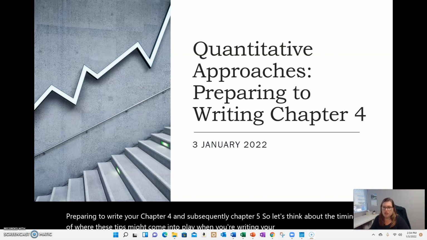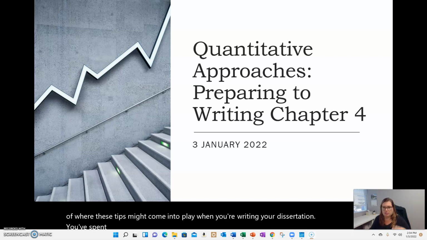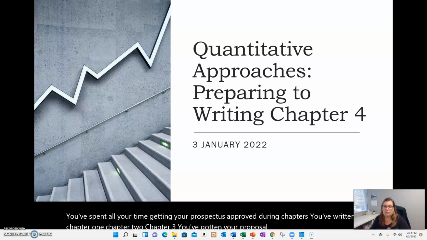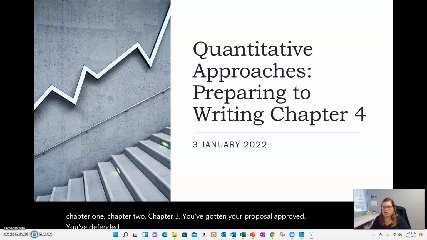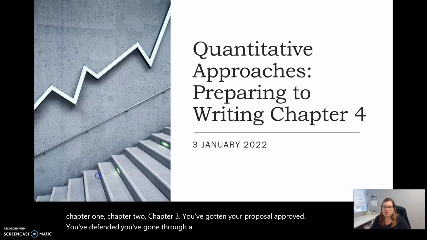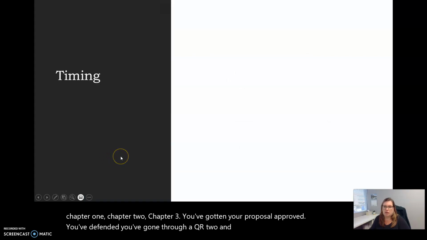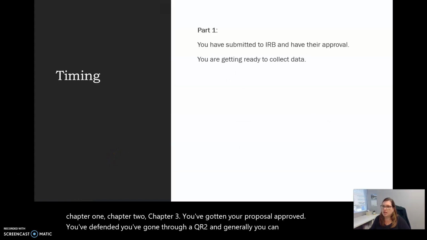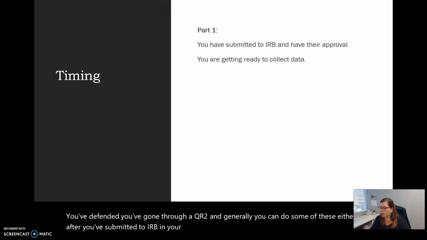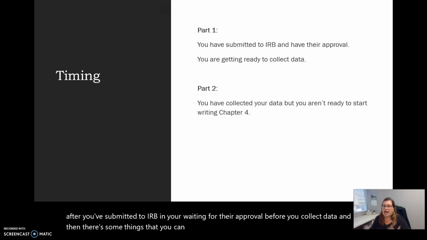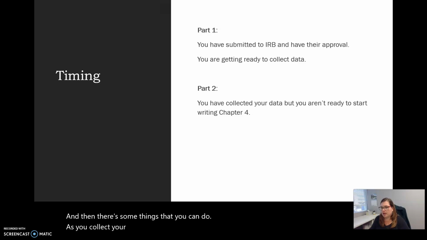You've spent all your time getting your prospectus approved. You've written chapter 1, chapter 2, chapter 3. You've gotten your proposal approved. You've defended. You've gone through AQR2. And generally, you can do some of these either after you've submitted to IRB and you're waiting for their approval before you collect data. And then there's some things that you can do as you collect your data, but you're not quite ready to start writing, okay?